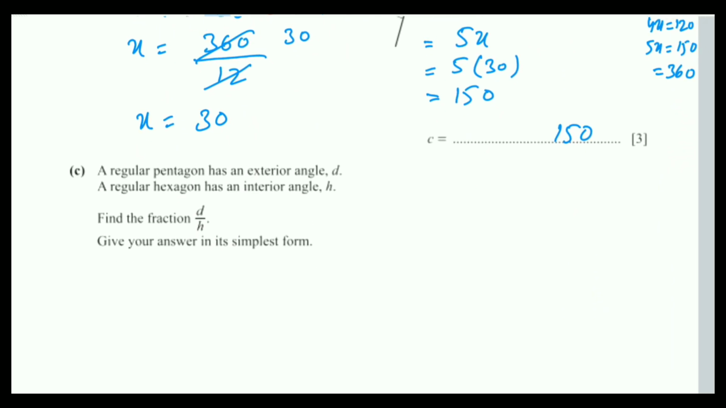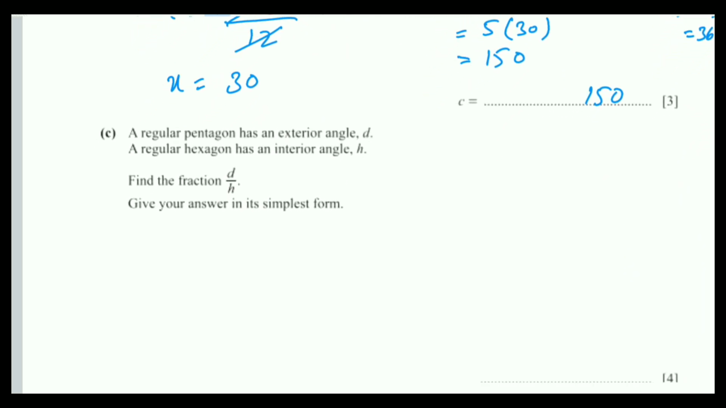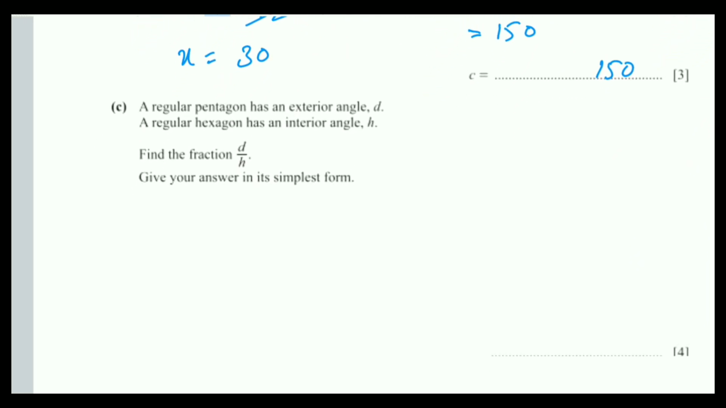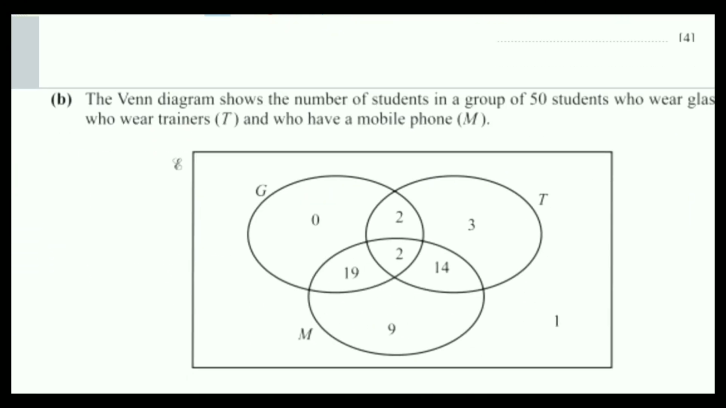Next question, I am not going to solve this question right now because we have not done this topic yet. When we do this topic, then you will be able to understand this question.